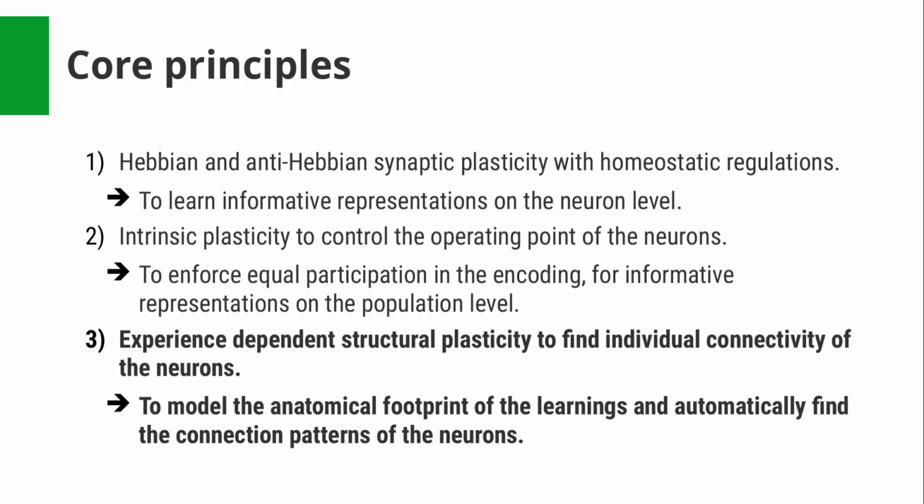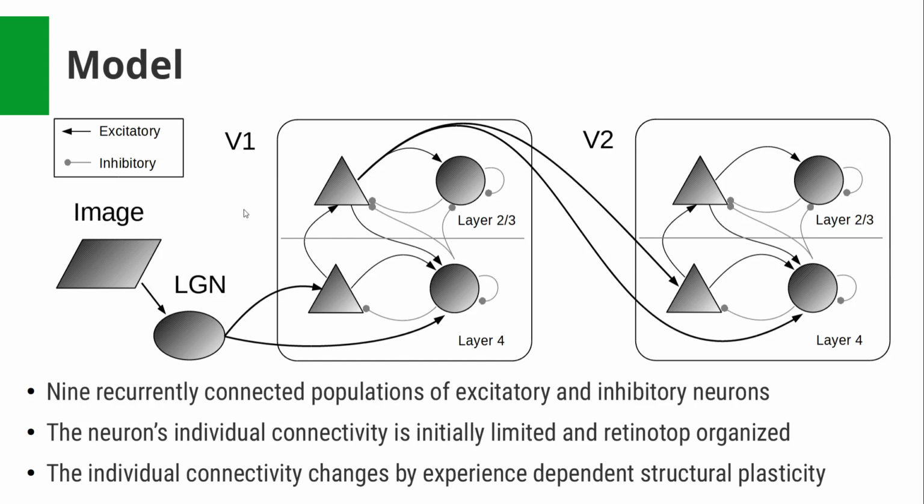And third, structural plasticity. It is difficult to decide on the individual connectivity. With structural plasticity, we can find the individual connectivity during learning of the receptive field. This also allows us to observe the anatomical footprint of the learning. Let's have a look at the model to get a clue how structural plasticity can be beneficial.